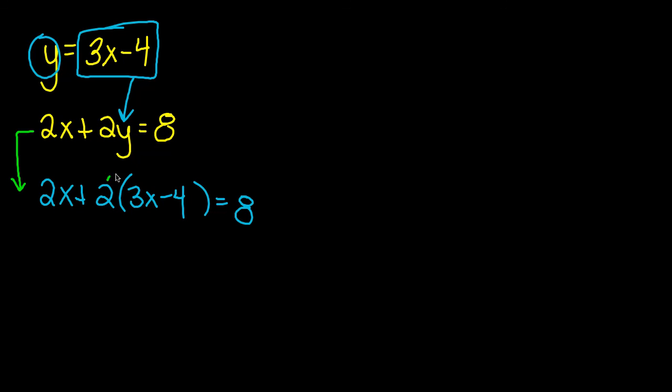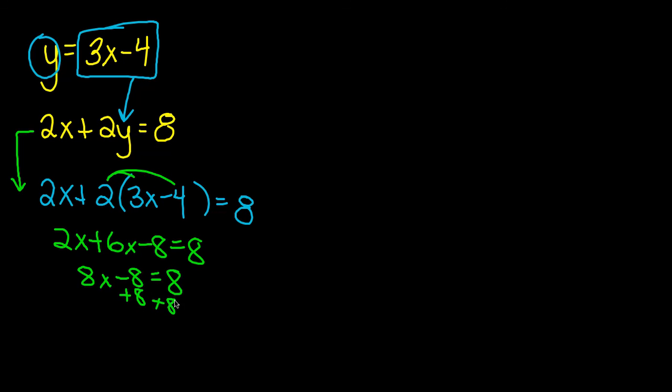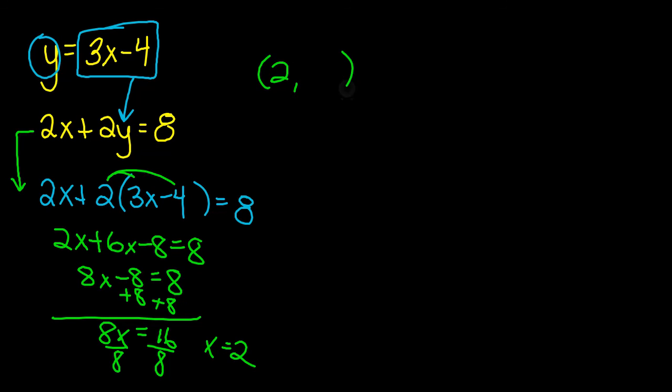Cool. So let's go ahead and do this real quick and make sure everyone was on the same page. 2x plus 6x minus 8 equals 8. 8x minus 8 equals 8. 8x equals 16. And x equals 2. Cool. Am I done? No, of course not. Because as we said before, the solution to a system of equations is an x and a y. So I got to figure out what the y is, and to do that I can plug in my x.